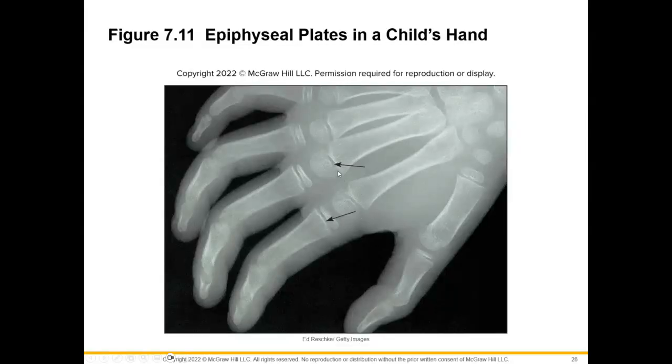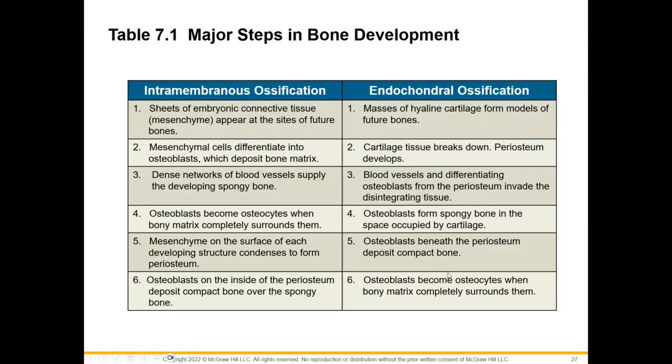Okay, here we can see the epiphyseal plates in a child's hand. So that actually shows us, since it's kind of open like that and a little bit wider, that there's still growth. Okay, table 7.1 is a good chart to remember in comparing intramembranous ossification and endochondral ossification.